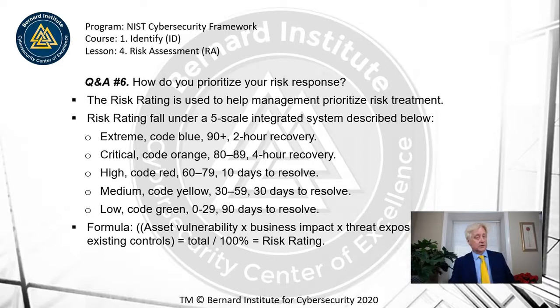And the formula, again, we talked about this before. It's the asset vulnerability times the business impact times the threat exposure minus existing control effectiveness gives you a total, and then you divide that total over 100% and it equals your risk rating.